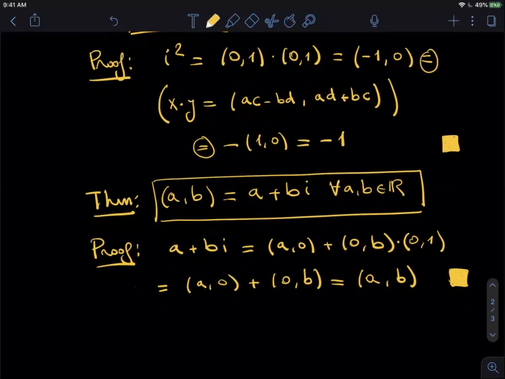There are a few more things that we know about real numbers, like complex numbers, sorry: the real part, the imaginary part, the conjugate, all those things that we will cover in the next video.